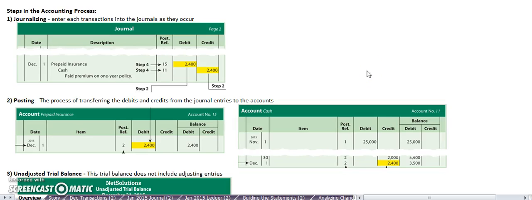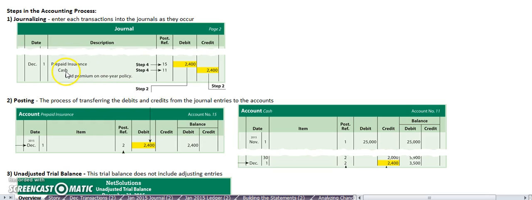Okay, so in our last video, video number 2, we left off talking about how first we journalize. Here we only see one transaction being journalized, but if this was to be done manually, you first complete all the journal entries for the time period, and then you start posting into the GL accounts, okay?